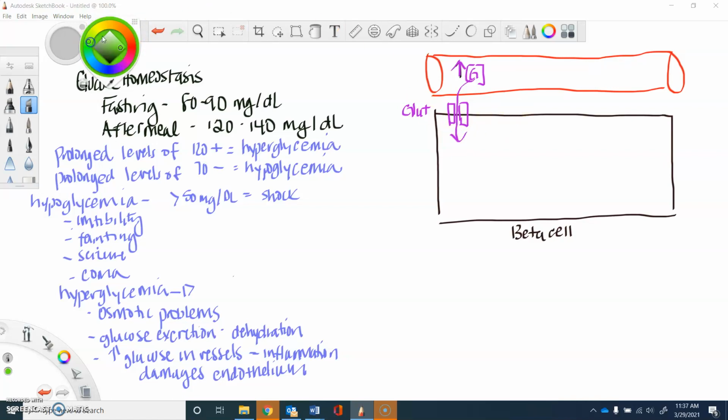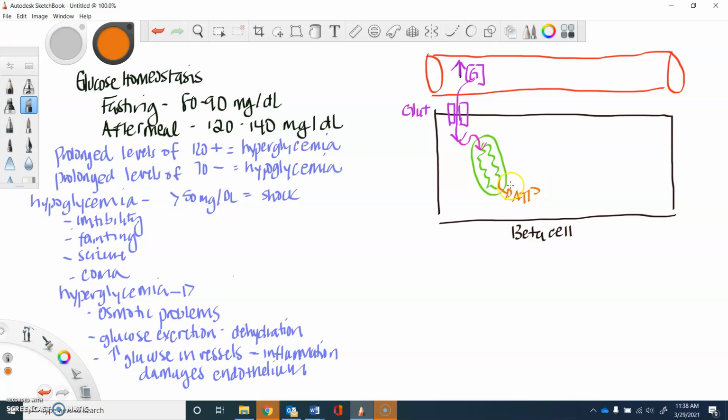Inside the cell, just like any other cell, there's going to be mitochondria, and that glucose will basically start going through metabolism. It goes through glycolysis and becomes pyruvate, and then pyruvate goes into the mitochondria, and it goes through all its steps. And what comes out is a bunch of ATP.